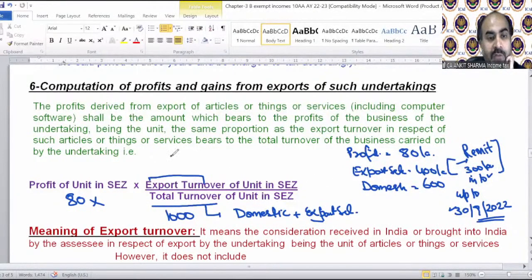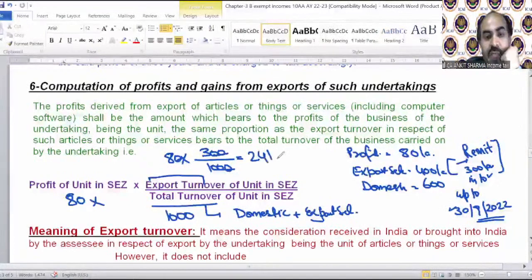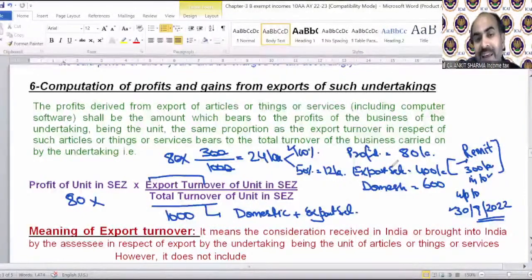So what will be the formula? The formula will be like this: 80 into 300 upon 1000. So now this will be the deduction: 24 lakh. Now, if it is an initial 5-year case, 100%, that means 24 lakh deduction under section 10AA. And if it is after 5 years, then 50% of this can be claimed as deduction, that is 12 lakh rupees. So export sale and export turnover have different meanings. For the denominator, we will consider total sale, 400 plus 600. For export turnover, we will take only that amount that has been remitted into India.